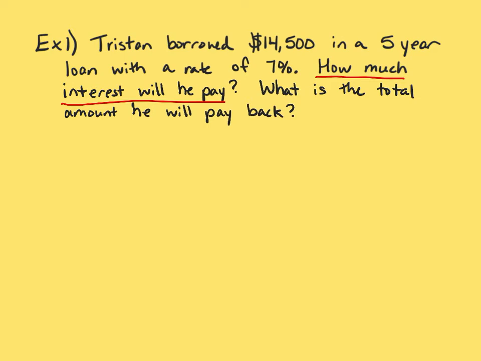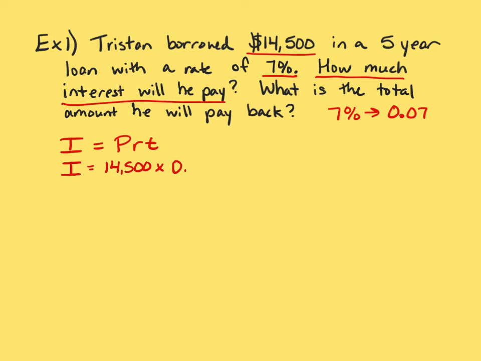So we're going to find interest I using the formula I equal PRT. So we're looking for I. I'm going to plug in P, the principal, is what he borrowed, $14,500, times R is the interest rate. It's 7%. We're going to change 7% to a decimal, which will be 0.07. We move 2 places left. And then the time in years, it is 5 years.